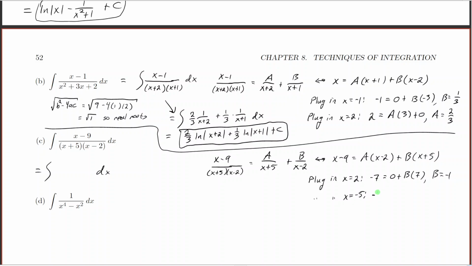And then we're going to plug in x equals -5. That'll give us -14 on that side, and that's going to be equal to A times -7 plus 0. So that means that A is equal to 2.